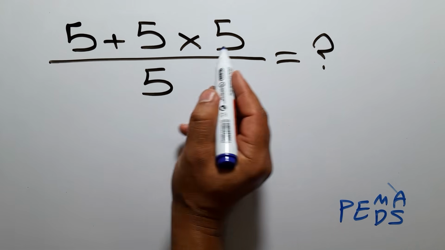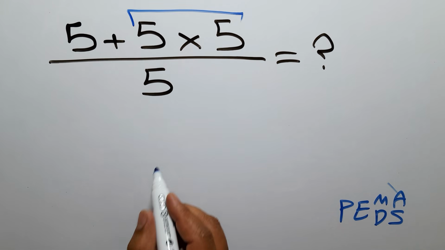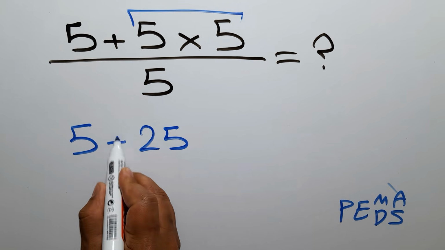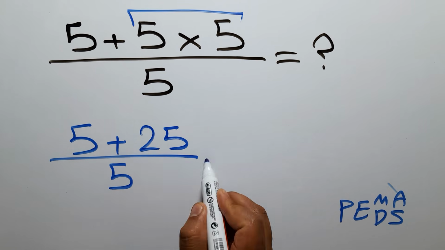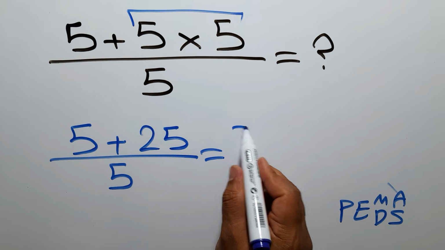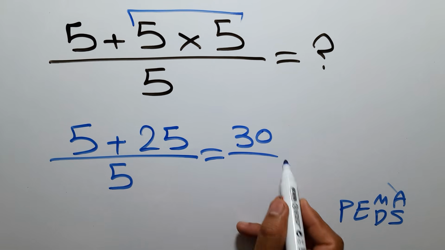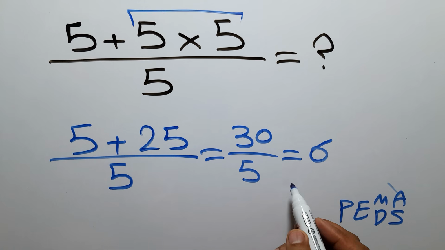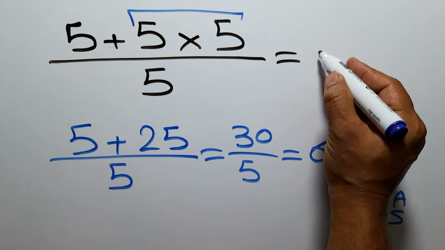So first we have to do this multiplication. 5 times 5 gives us 25. So we have 5 plus 25 over 5. Okay? 5 plus 25 gives us 30. So we have 30 over 5, which equals 6. And this is our final answer to this problem. The correct answer is 6.